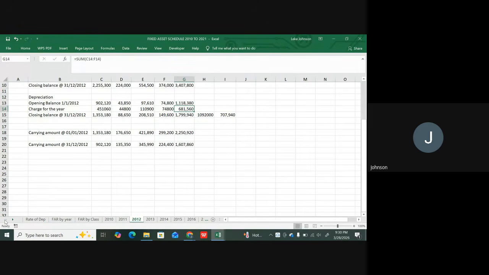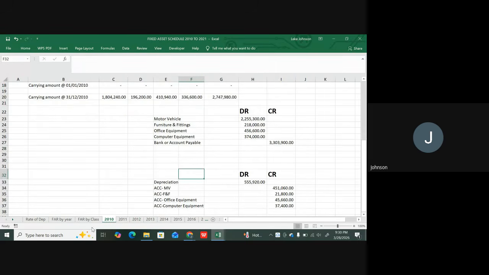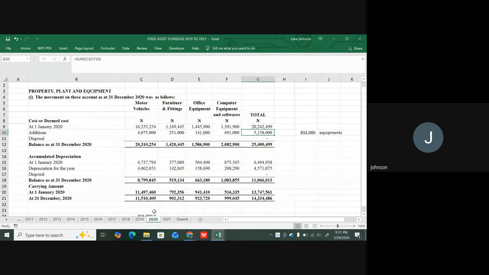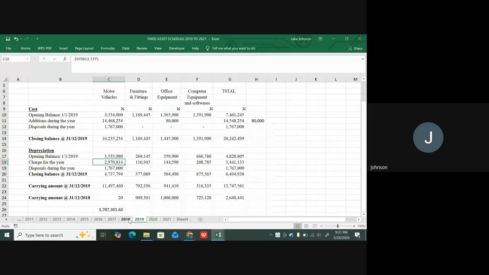Some assets will be disposed of. We will finish the depreciation in the next 10 years. So this is 2010, 11, 12, 13. That means that in the year 2020, some assets should actually be gone. But they just continue to accumulate them like that. Some assets were disposed of and all that.